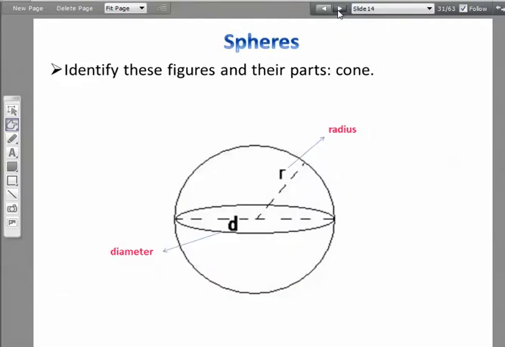Here's spheres. Not really that much you need to know. It's a big circle, solid, like a basketball. Your diameter goes through the center from side to side. Your radius goes from the center to a side.